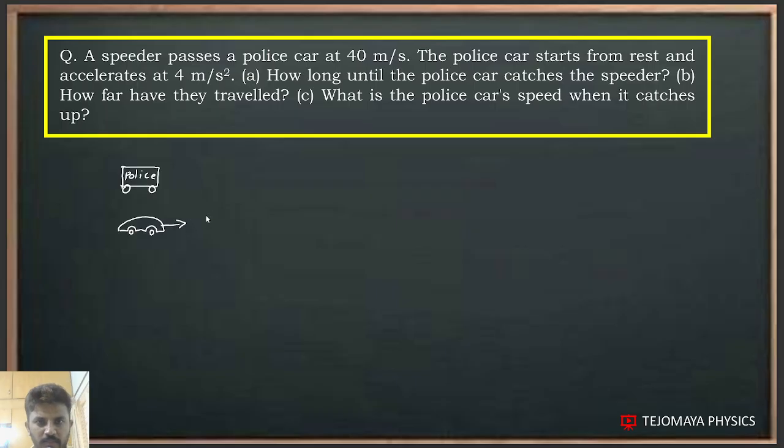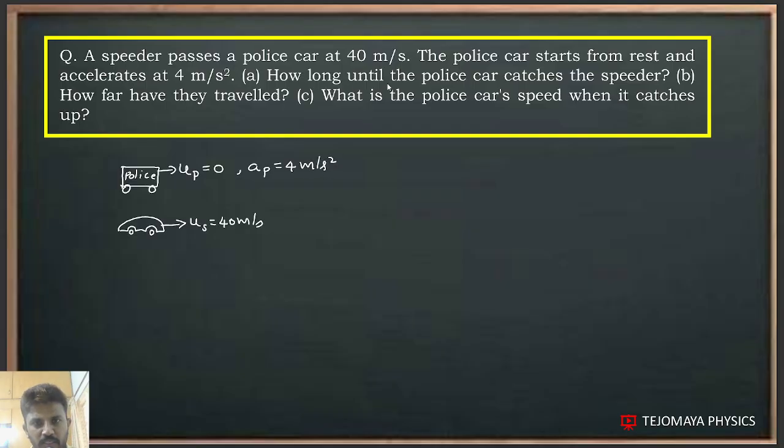He passes the police car with speed. Velocity of the speeder car is 40 meter per second. At this time, the police is at rest, so initial velocity of police is 0. When he just passes, the police car starts from rest and accelerates. Acceleration of police car is 4 meter per second square.